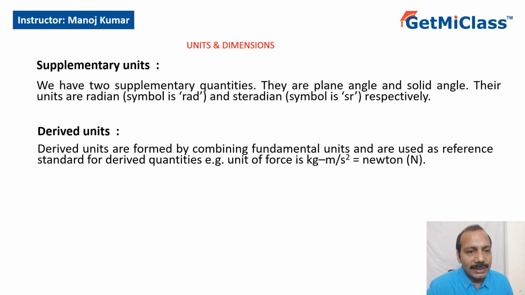Similarly, derived quantities' units are called derived units. Like here the example, Newton. Newton is what? Mass into acceleration. Mass unit is kg and acceleration is meter per second square. So kg meter per second square is Newton. In that way we have taken the example of Newton, I mean force. You can take energy, anything. All these derived quantities have units. These units are called derived units.